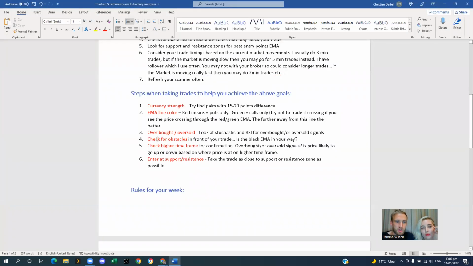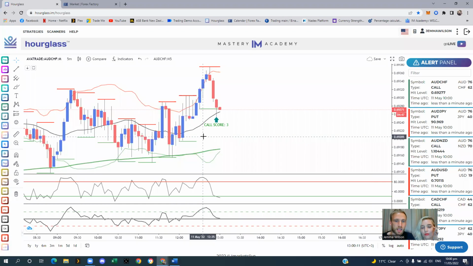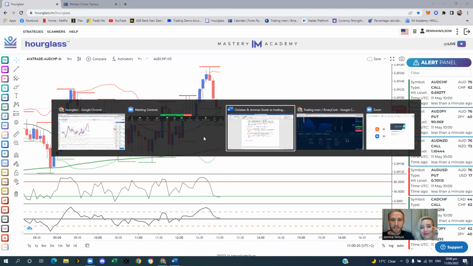Then check for obstacles. Now, this is when you're getting a little bit more advanced, because sometimes you will follow those first 3 steps and still you will get smashed out of the trade, and you'll be like, why did that happen? The markets are working, the broker's working against me, and you'll start blaming everything else. But the reality is that there's often reasons why.